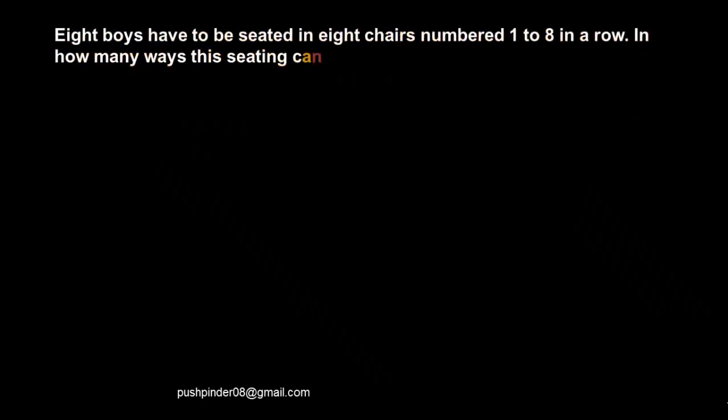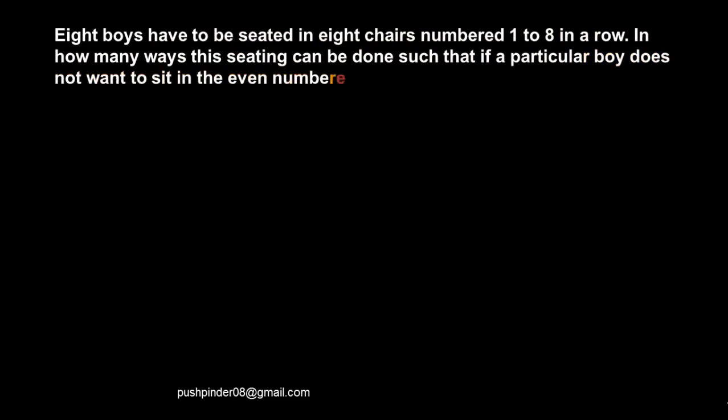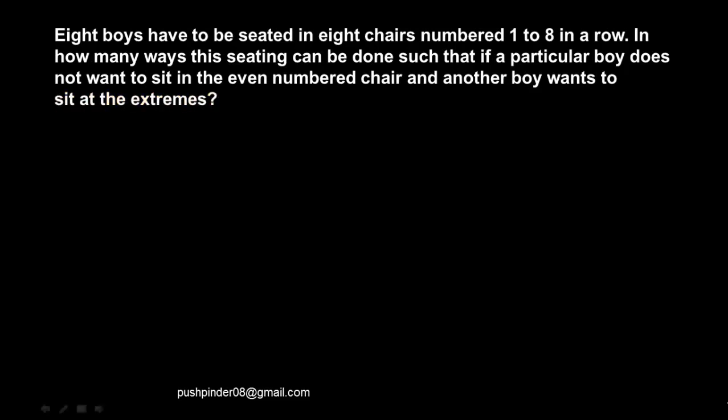Right now, 8 boys have to be seated in 8 chairs numbered 1 to 8 in a row. In how many ways can the seating be done such that a particular boy does not want to sit on an even numbered chair and another boy wants to sit at the extremes? Now, if you see carefully, first of all you have to decide whether the cases are colliding or not. Let's see, these are the 8 chairs. 1 2 3 4 5 6 7 8.